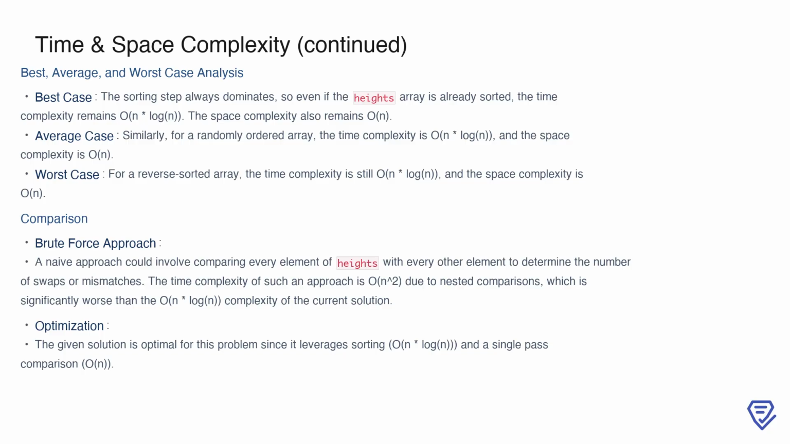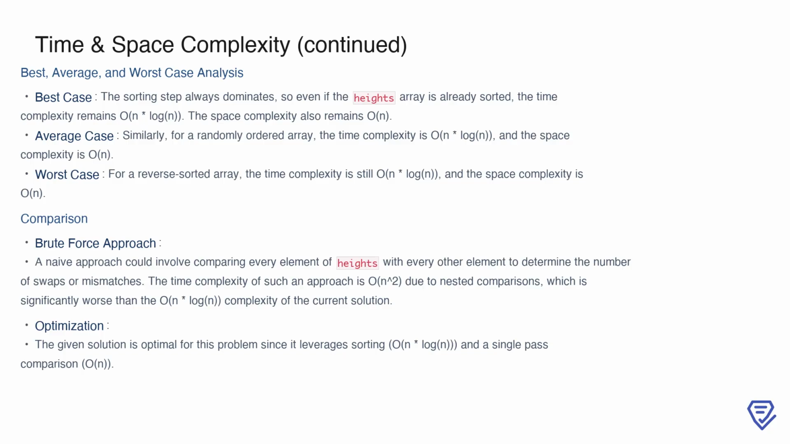When we analyze the best, average, and worst cases, the results are consistent due to the dominance of the sorting step. In the best case, where the heights array is already sorted, the sorting operation still takes O(n log n) time, and the space complexity remains O(n). In the average case, for a randomly shuffled array, the sorting and comparison steps behave the same way, so the time complexity is still O(n log n), and the space complexity is O(n).